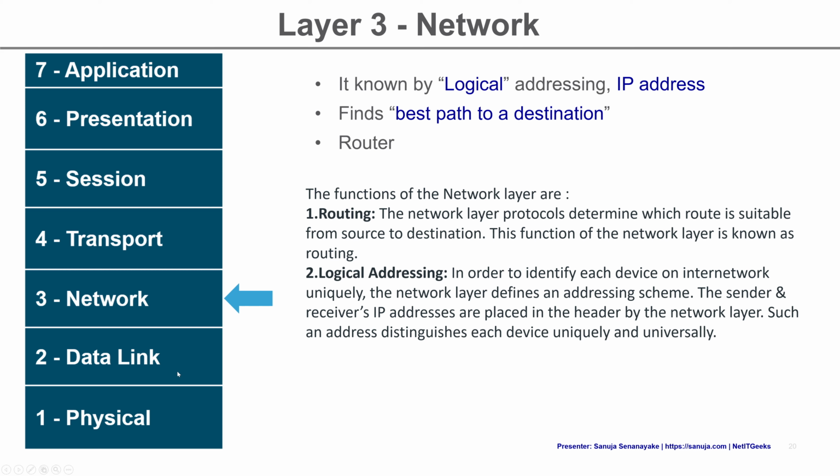For example, if you access sanuja.com or any website, the IP address associated with that will be handled by the network layer. So the network layer is also known as the logical layer because that's where the IP addressing schemes come into play. Again, I have described how IPv4 and IPv6 work both in my CCNA lecture series as well as my A+ certification program lecture series. You can go ahead and watch those on my YouTube channel if you want to have a comprehensive understanding of how the logical addressing schemes work.